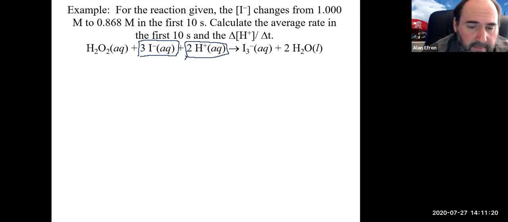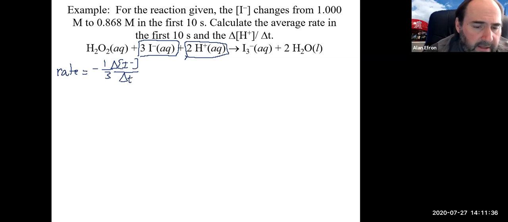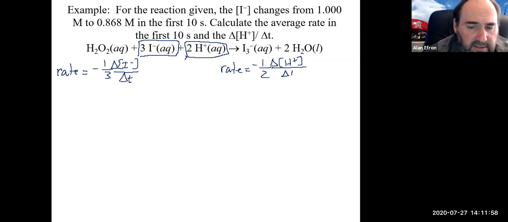So if we look at our I minus, which is the first thing that we have, we see that the rate would equal minus, because it's a reactant, 1/3 will take care of our stoichiometry part of it, the change in the concentration of I minus over the change in time. And for H plus here, we see that the rate is equal to minus, because it also is a reactant, 1/2, which is our 1 over the coefficient, and takes care of the stoichiometry, change in concentration of H plus over the change in time.